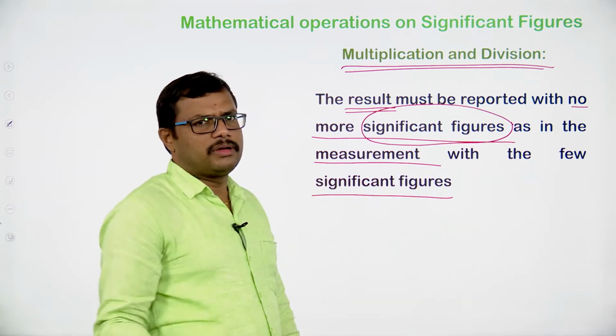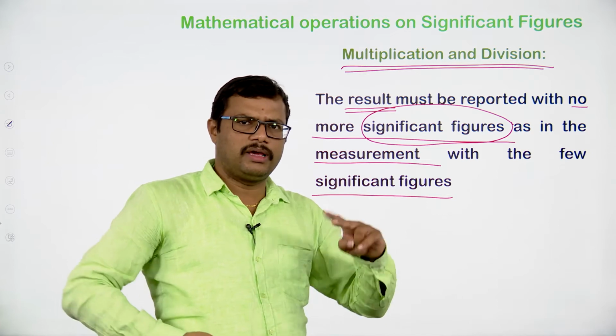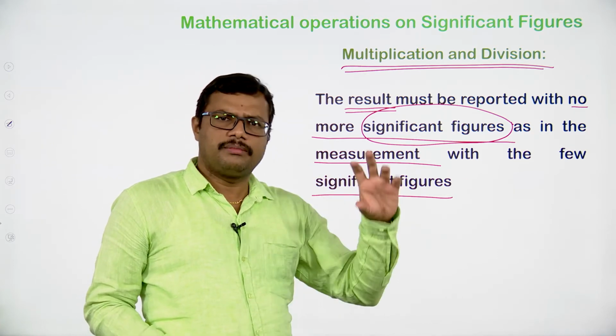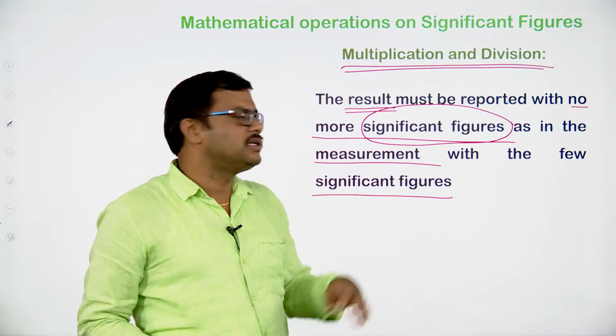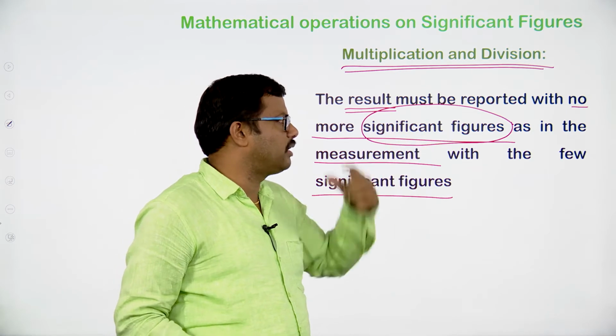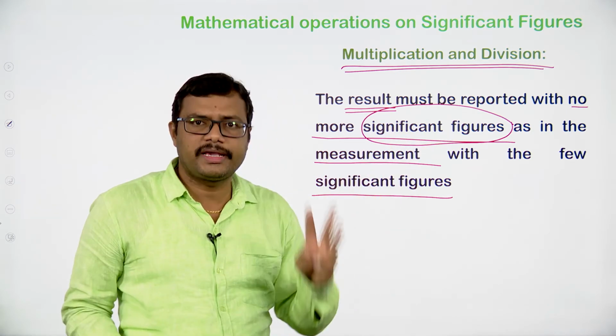Okay, look at the number. For example, if we have two numbers multiplying with one another, look at the significant figures in the two numbers. Whichever number has the least number of significant figures, the result of that multiplication should be given with the same number of significant figures. We should not exceed that value.